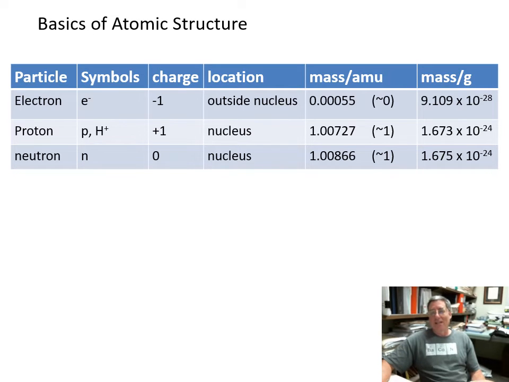So you need to know the charge on them, and then the location. Electrons are outside the nucleus, obviously, and take up most of the space, and the protons and neutrons are stuck together in the nucleus.